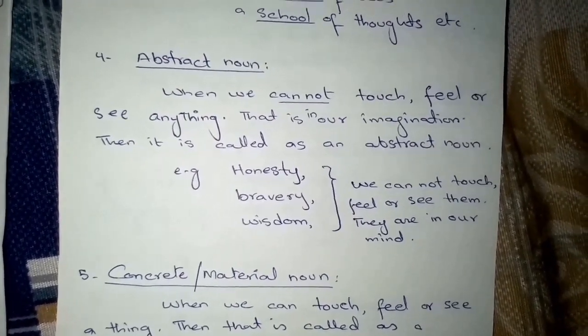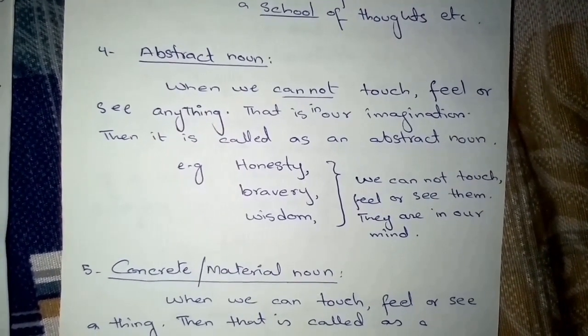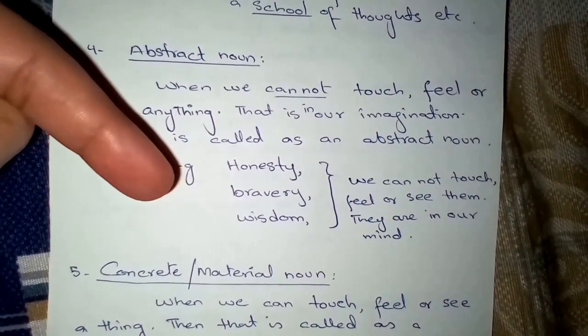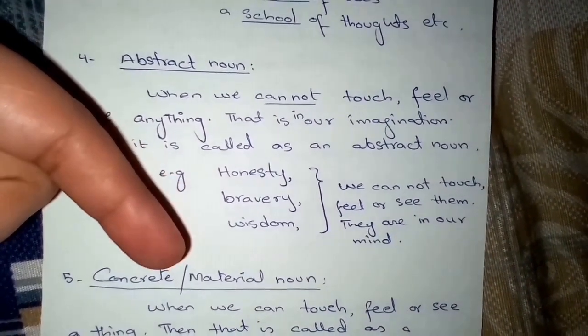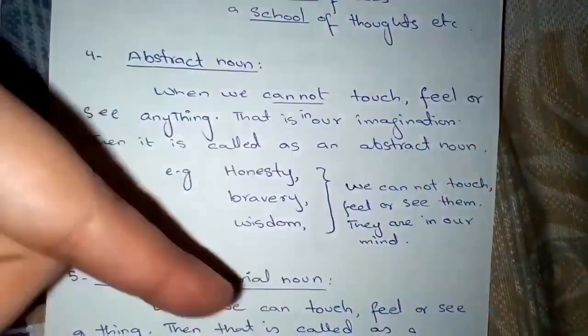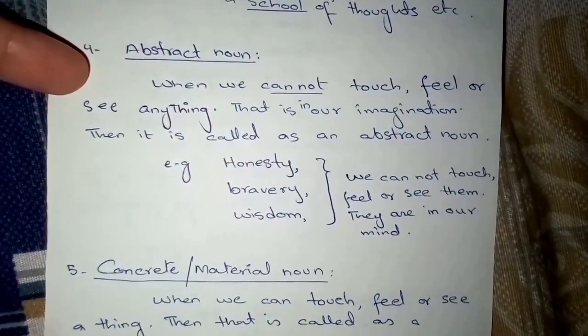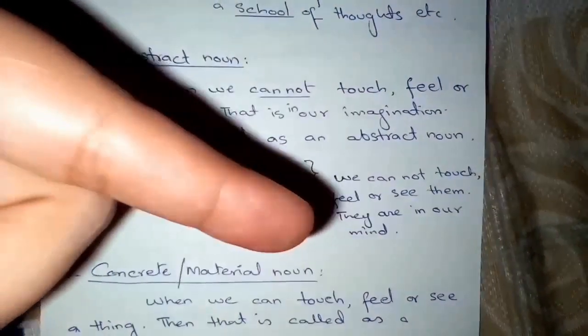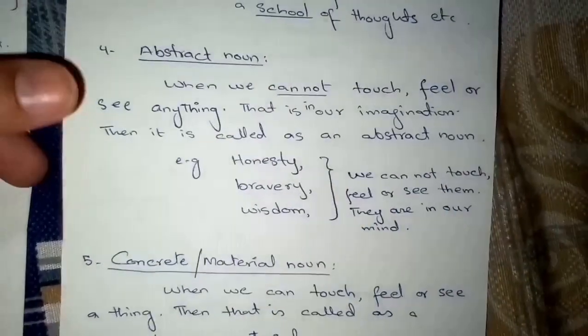No, we cannot see, but it is in our imagination. Same is the case with bravery, wisdom, knowledge, information, right? So these all concepts are called abstract nouns because we cannot touch, we cannot feel, we cannot see them.